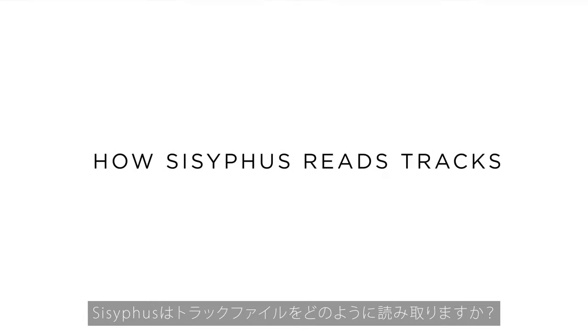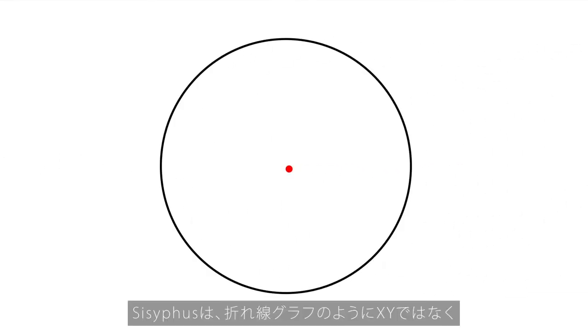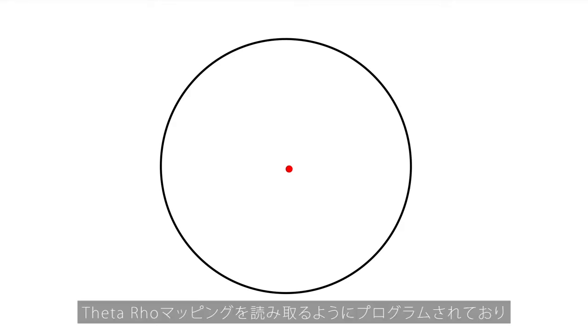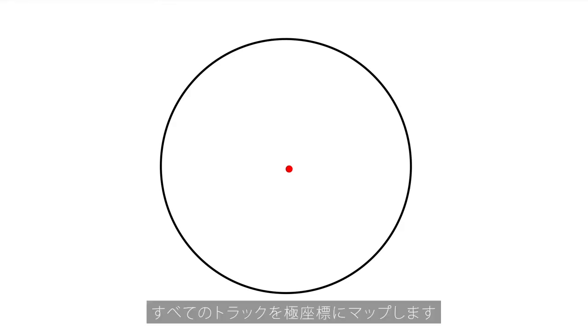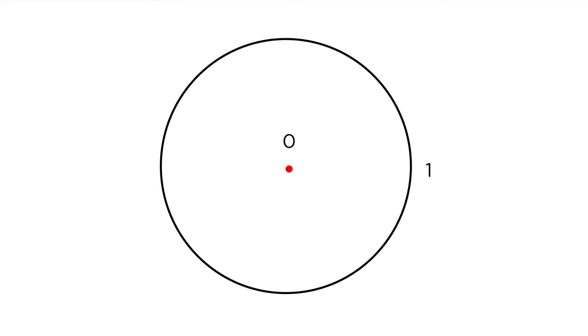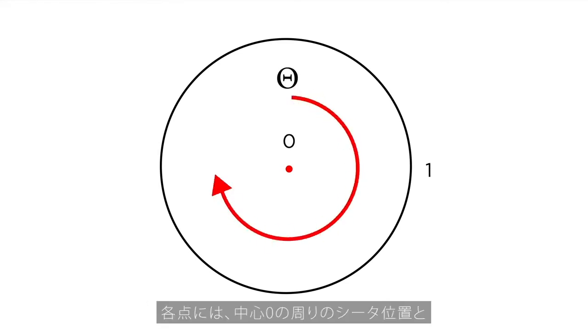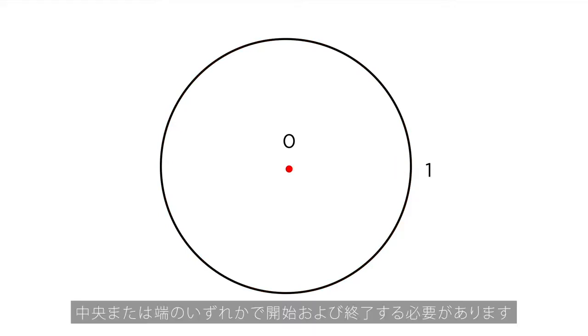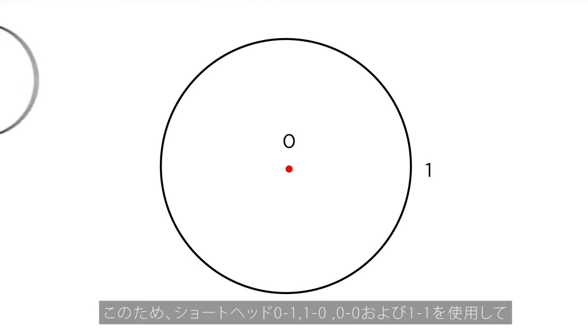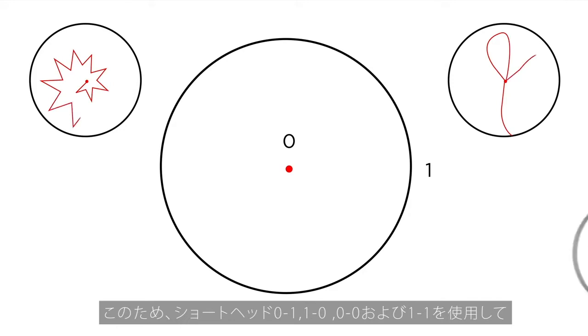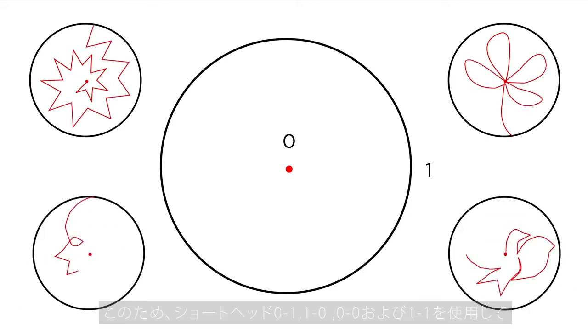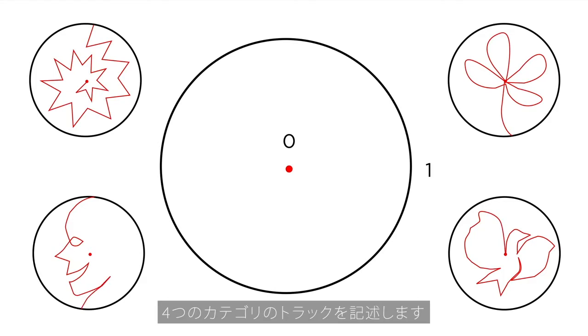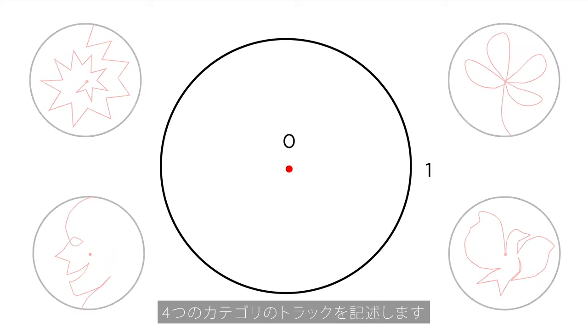How Sisyphus reads track files. Sisyphus is programmed to read theta row mapping. Instead of XY, like a line graph, it maps all tracks to polar geometry, where each point has a theta, position around the center, 0, and a row, distance from the center, 0, to the edge, 1. All Sisyphus tracks must start and end at either the center or the edge. Because of this, we use the shorthand 0,1, 1,0, 0,0, and 1,1 to describe the four categories of tracks based on their starting and ending row position.